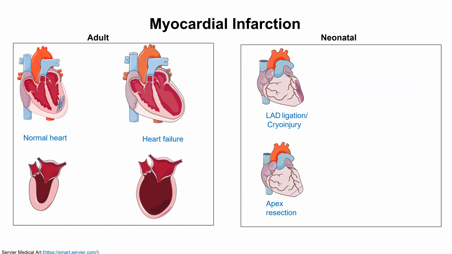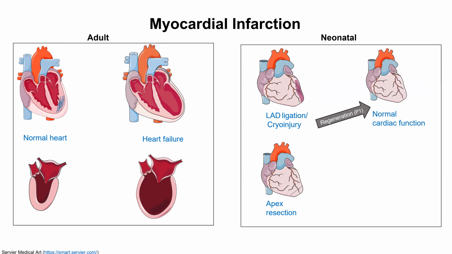On the other hand, when neonatal mice are exposed to different types of surgery, for example, LAD ligation, cryo-injury, or apex resection, they are able to fully regenerate the heart by enhancing cardiomyocyte proliferation. But this capacity is lost 7 days after birth, when cardiomyocytes withdraw from the cell cycle.